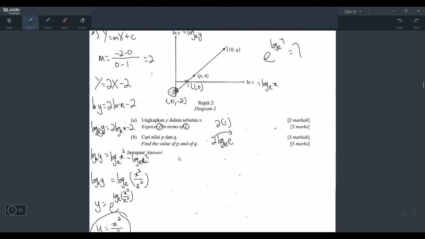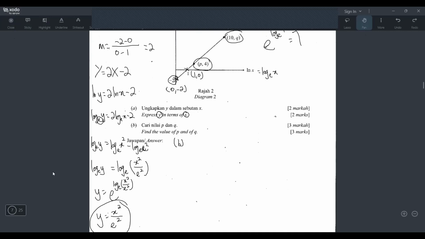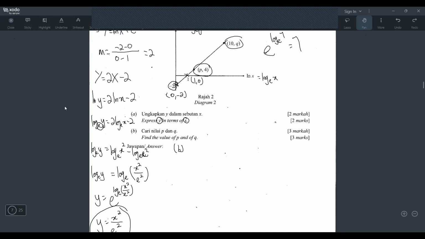Now it's time to do B. B says find the value of P and Q. So P is this one, Q is this one. So how do we find it? Okay, it's very easy. You just substitute inside the equation. But don't substitute inside this equation, because if you substitute inside this equation, can also, but it will be a bit difficult.